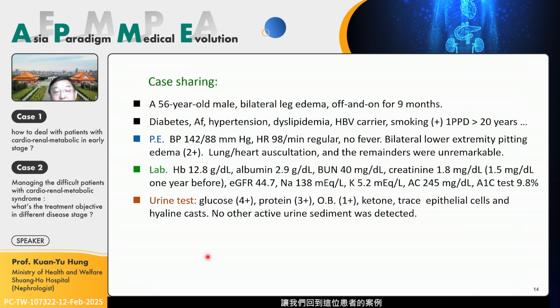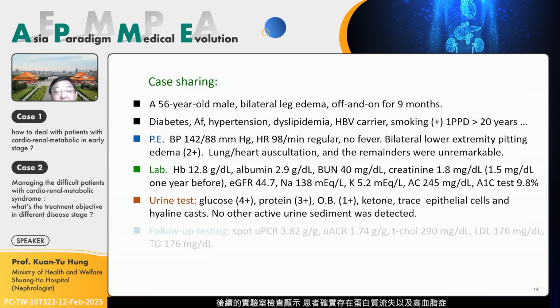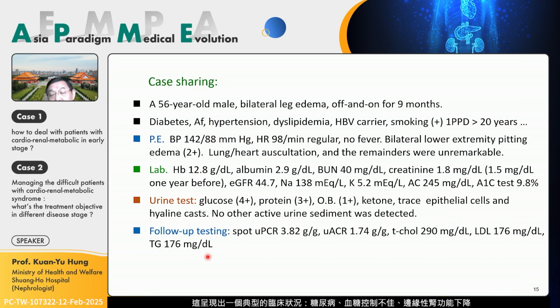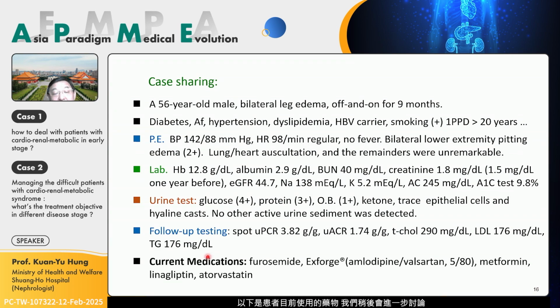So let's go back to the index case. Now we have a better idea: the follow-up laboratory testing reveals that the patient indeed has protein loss and hyperlipidemia. So it's a picture of diabetes with poor glucose control, borderline renal decline, nephrotic syndrome and hyperlipidemia. And of course, the blood pressure is still a little higher than our standards. These are the current medications for the patient. We will discuss that later.